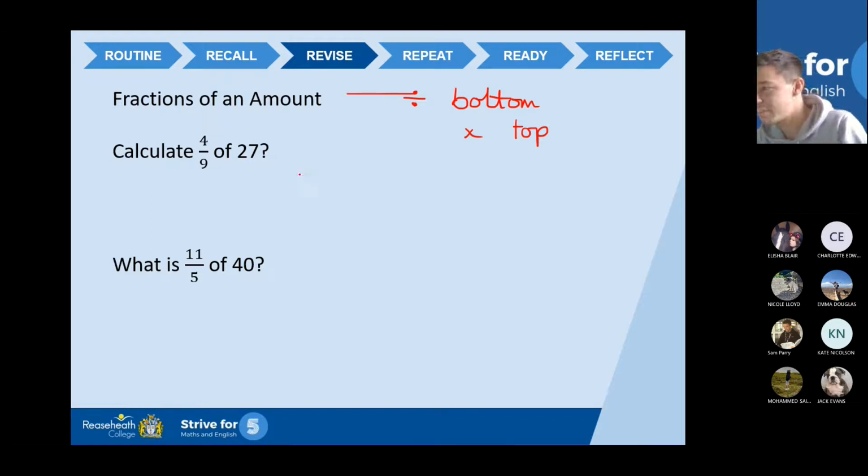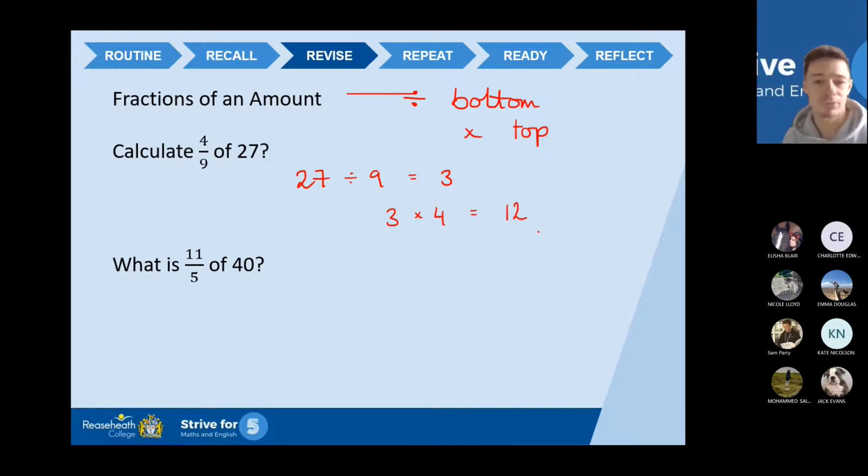Okay, so 27, we divide it by the bottom number. The bottom number in this case is 9. So I do 27 divided by 9, which gives me 3. And then with the 3, I then times it by the top number, which is 4. So I do 3 times 4, which gives me 12. Excellent. Divide by the bottom, get your answer, and then times it by the top.